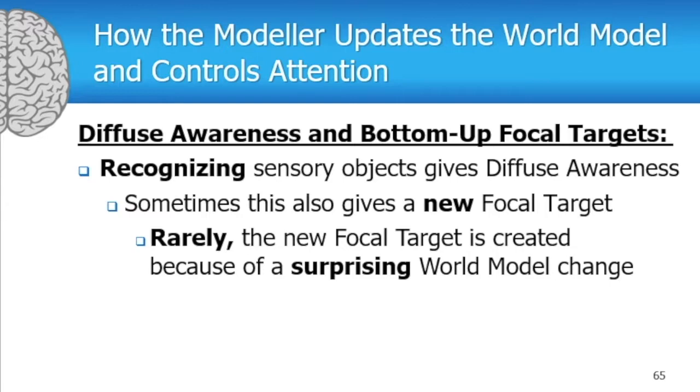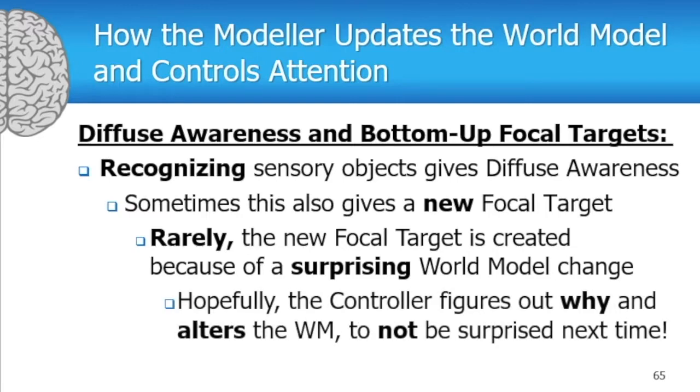There are two reasons why the modeler would bring this to the attention of the controller. First, the controller may need to do some action because this world model change was unexpected. The other reason would be the hope that the controller can figure out why this unexpected change occurred, and hopefully the controller could help to modify the world model using its conscious thoughts so the modeler would not be surprised by changes like this in the future.